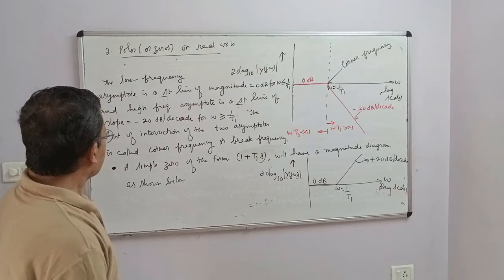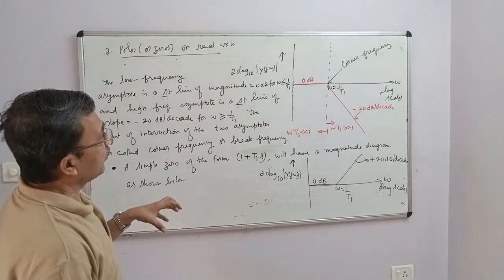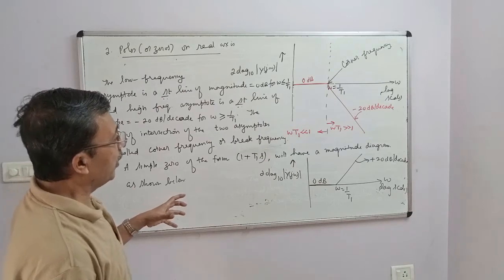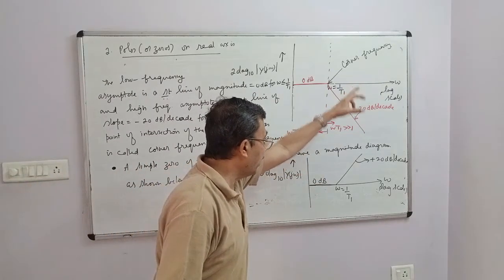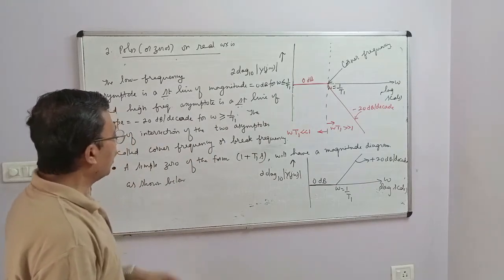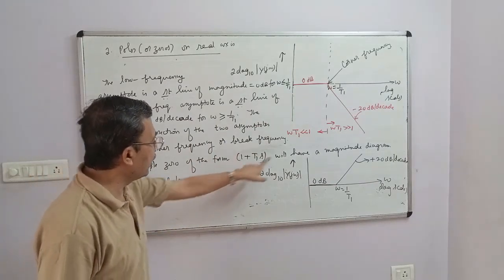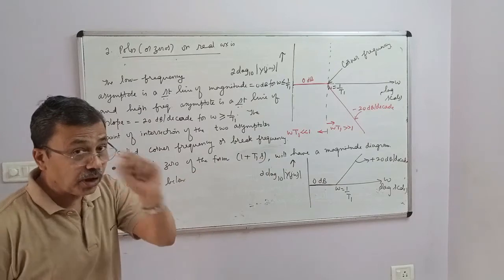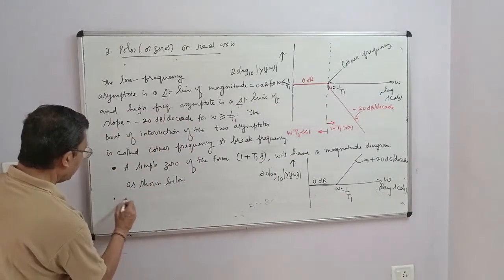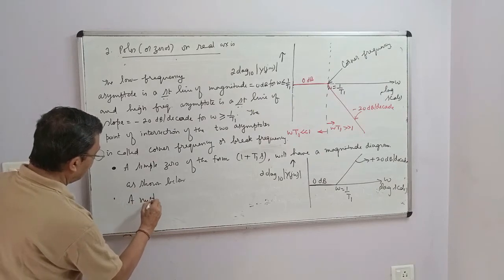Okay. So what is important is a simple zero will change the slope by plus 20 decibels per decade beyond the corner frequency omega equal to 1 by T1. Because if you take the modulus of this and then take 20 log, the coefficient of log omega will be plus 20.